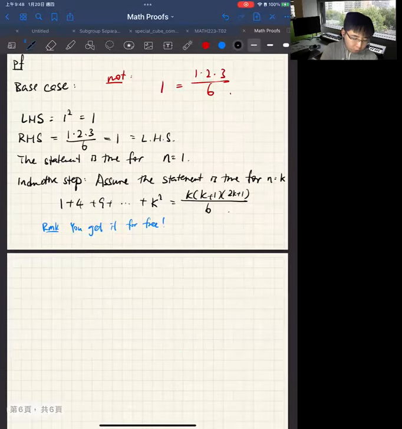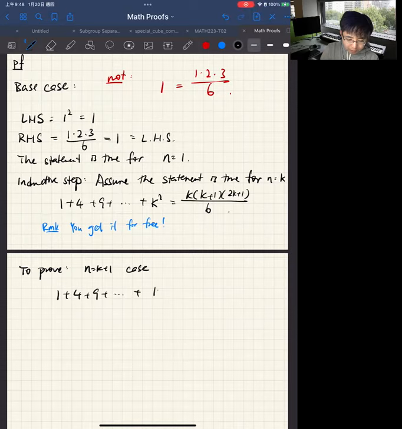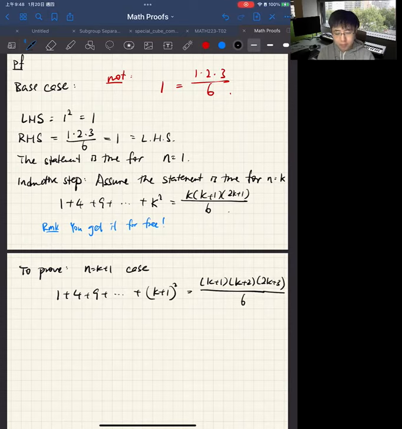So now what we need to prove is the n equals k plus 1 case, right? It means that we need to prove 1 plus 4 plus 9 plus ... plus (k plus 1) squared equals, you replace all k by k plus 1: (k plus 1), (k plus 2), and 2 times (k plus 1) plus 1. So it's 2k plus 3, over 6. Okay, this is what you want to prove.